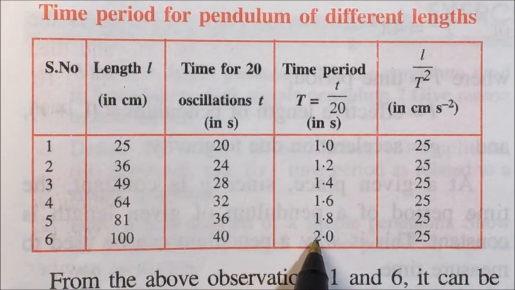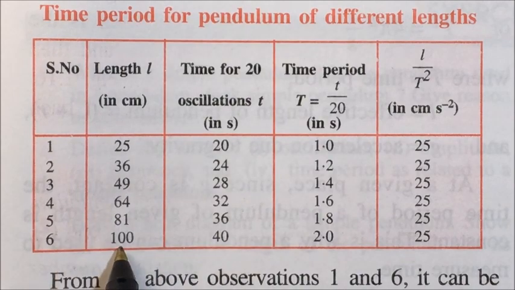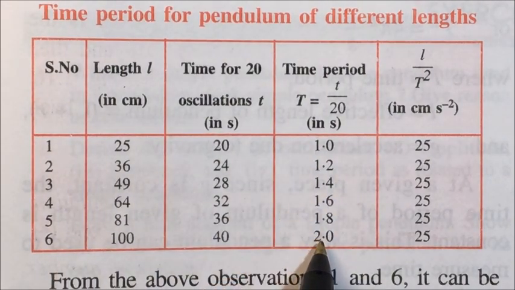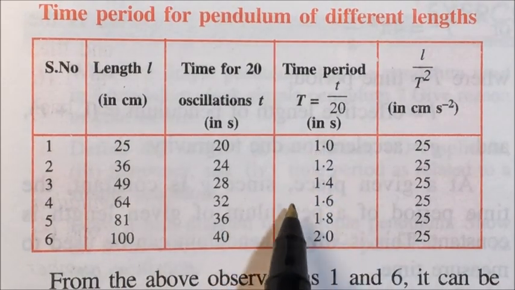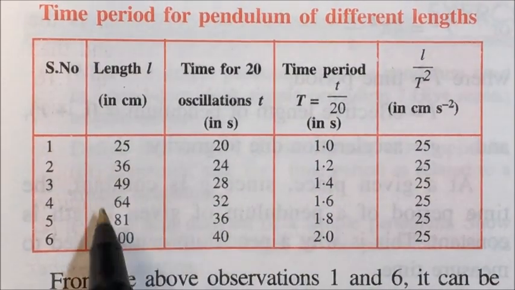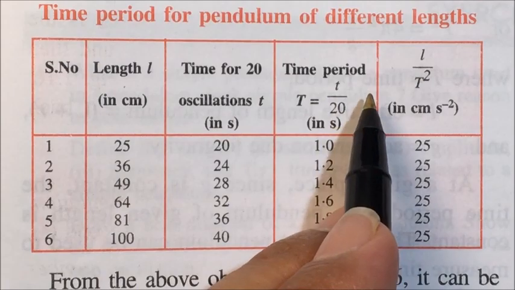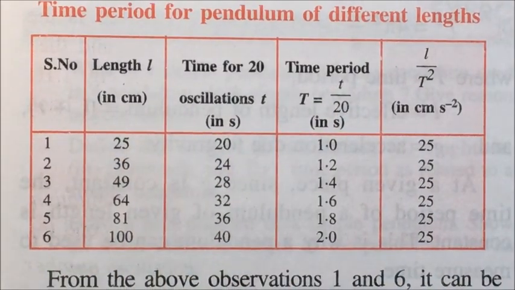The time period has doubled. So length increased by 4 times, time period gets doubled. When we increase the length by 4 times, the time period gets doubled. So there is a relation between length and time period. How they are related, we can see that.